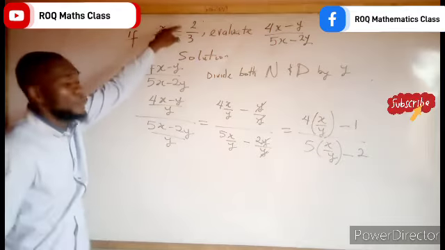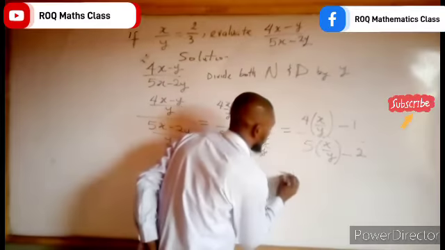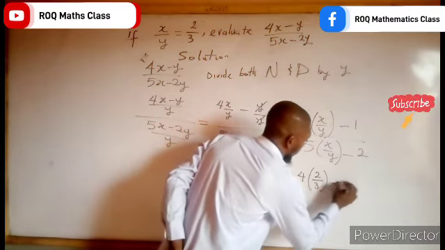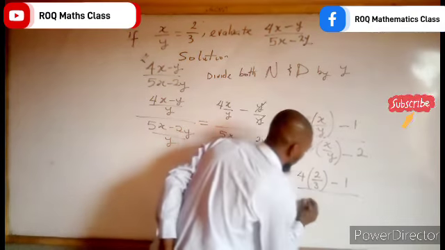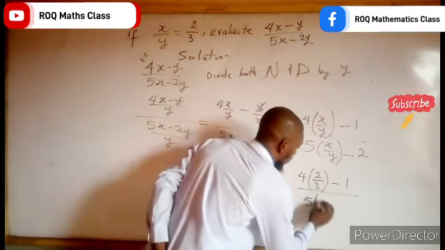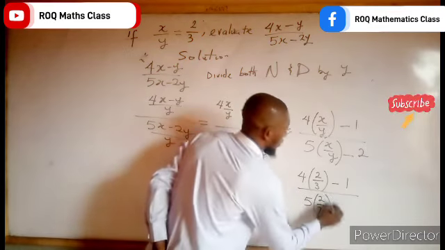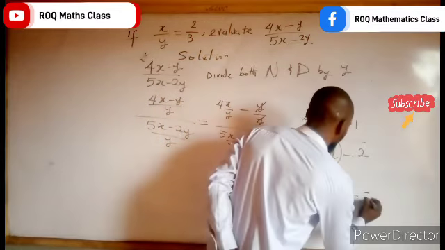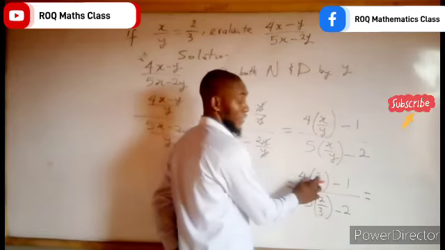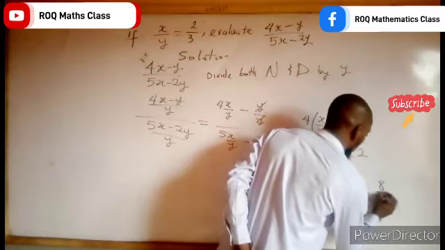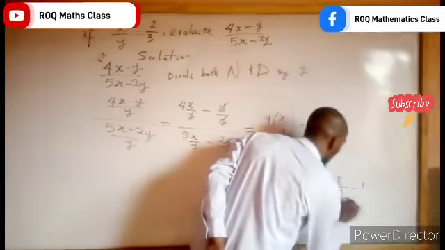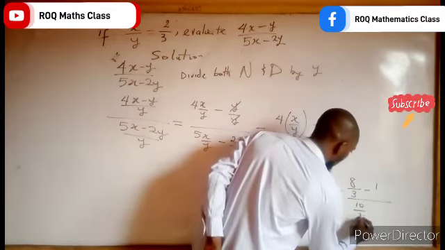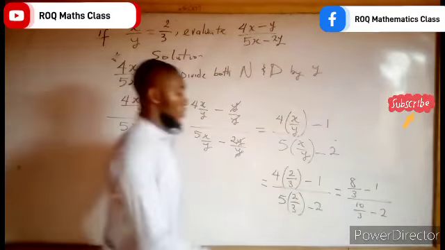So what is the value of x over y? The value of x over y is 2 over 3. Therefore this is the same thing as 4 times (2 over 3 minus 1) all over 5 times (2 over 3) minus 2. So 4 times 2 is 8, and I have (8 over 3 minus 1) all over (10 over 3 minus 2). This is what you have now.